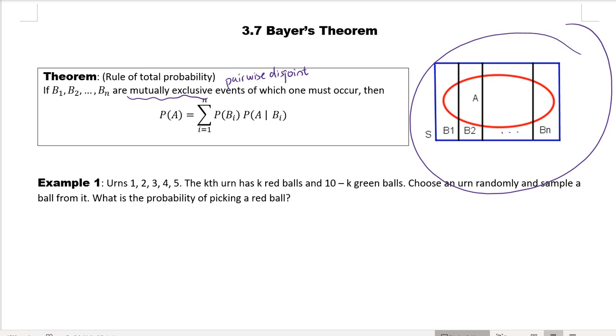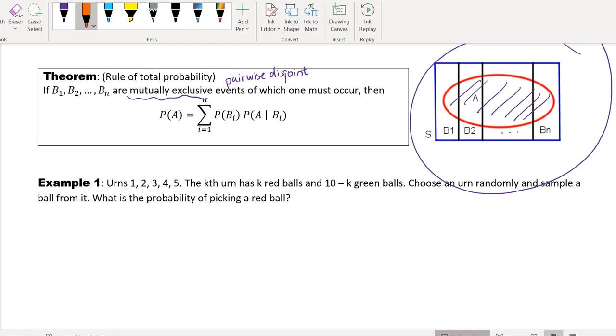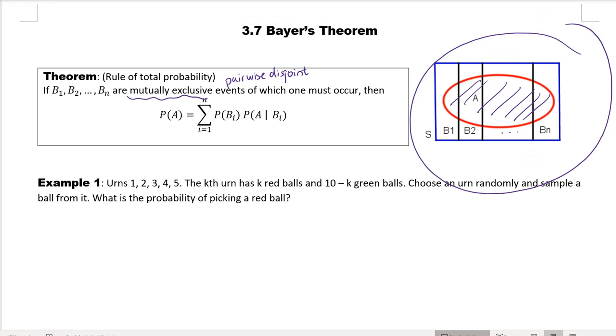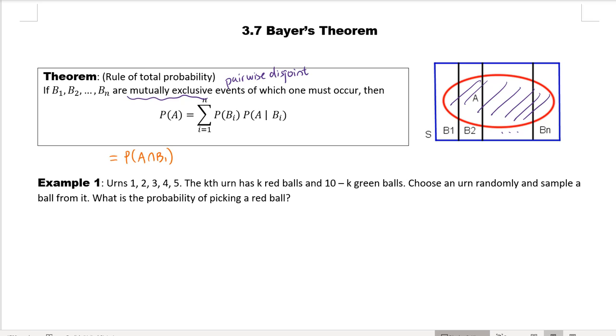Then P of A equals, alright, let me show you. I also call this theorem the potato rule. So you have a potato and you want to cut it into slices. So what is P of A? P of A is P of A and B1, the first slice, A and B1. Second slice, A and B2, plus, plus A and Bn. The potato is cut into n slices.